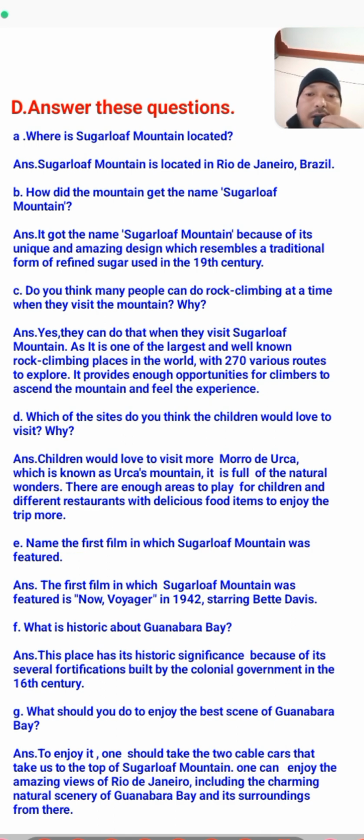E number, name the first film in which Sugarloaf Mountain was featured. So what was the first one? It was in 1942 that this scene, this picture and Sugarloaf Mountain was featured in that movie. What is historic about Guanabara Bay? This place has historical significance because of its several fortifications built by the colonial government in the 16th century.